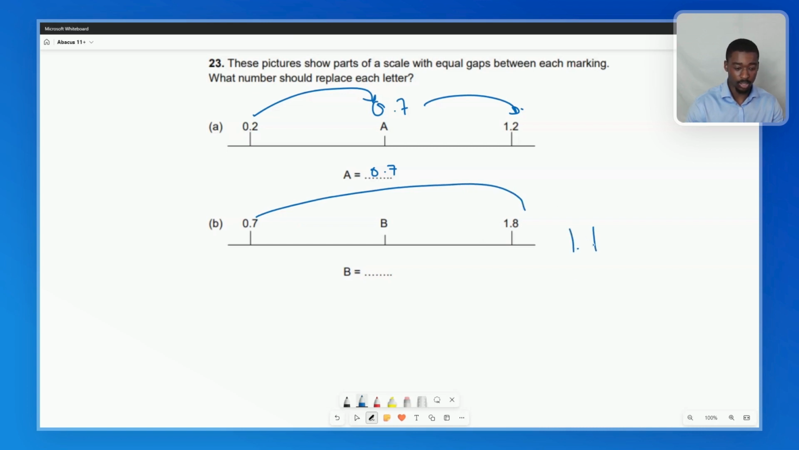Half of 1.1 is going to be 0.55. And therefore, we do 0.7 plus 0.55, giving us 5, 2, carry the 1, the decimal point, 1.25. So these are our answers.